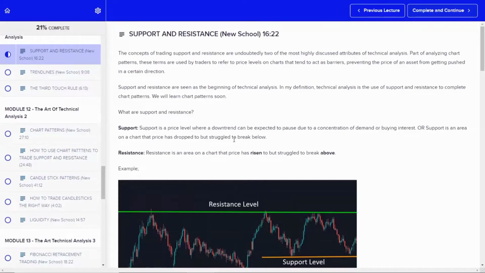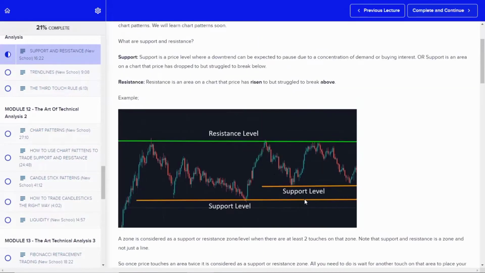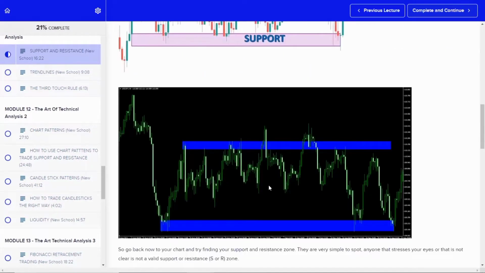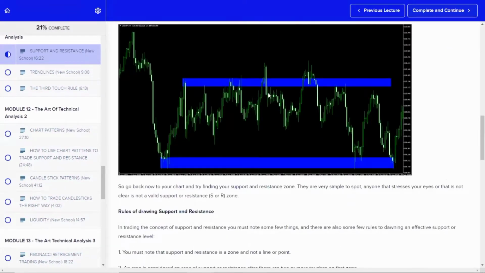For support, you look for buys, while for resistance, you look for sells. So if the market is on a support zone, you take a buy. If the market is on a resistance zone, you take a sell. Just as you can see here, a support level over here, you can see how a support level looks like, and you can see how a resistance level looks like. Over here, this is another example of a support and resistance. You can see a resistance area, you can see a support area. And I'm going to do more examples, but this is another example of a resistance and another example of a support.